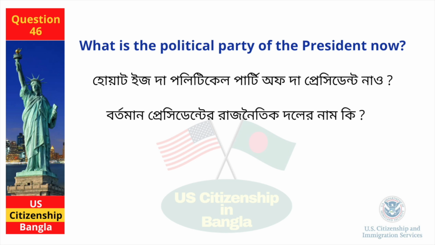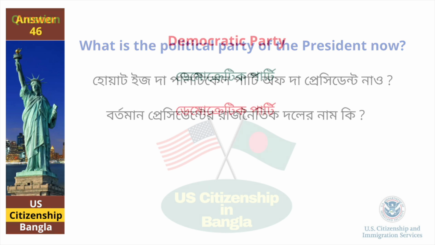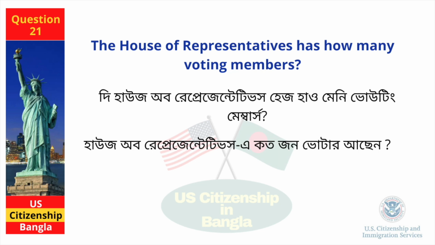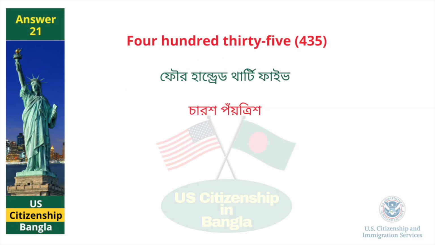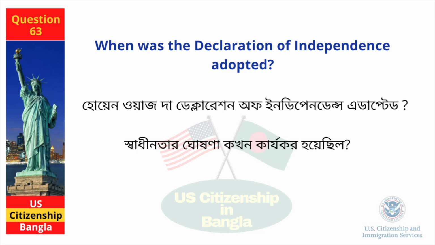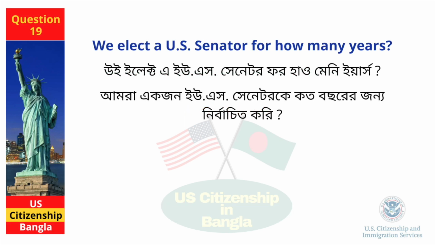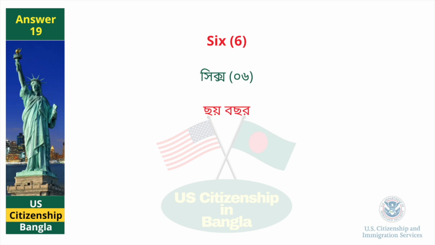What is the political party of the president now? Democratic Party. The House of Representatives has how many voting members? When was the Declaration of Independence adopted? 1776. We elect a US senator for how many years? 6.